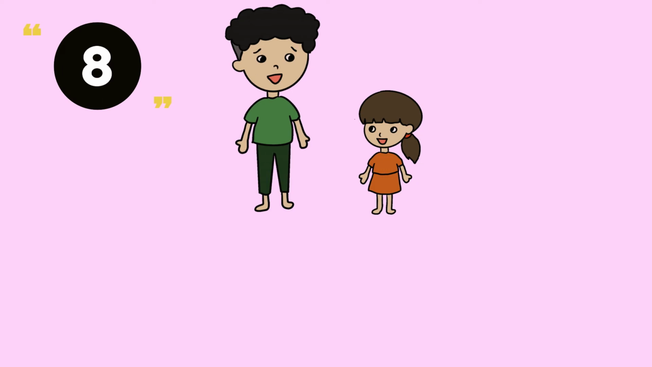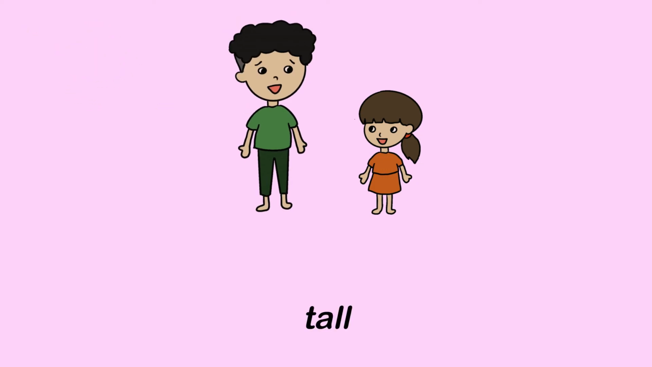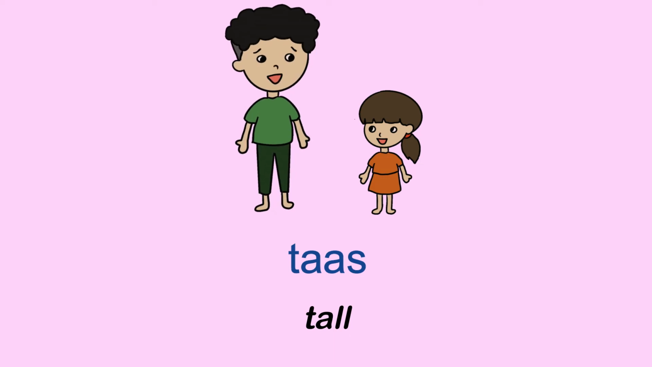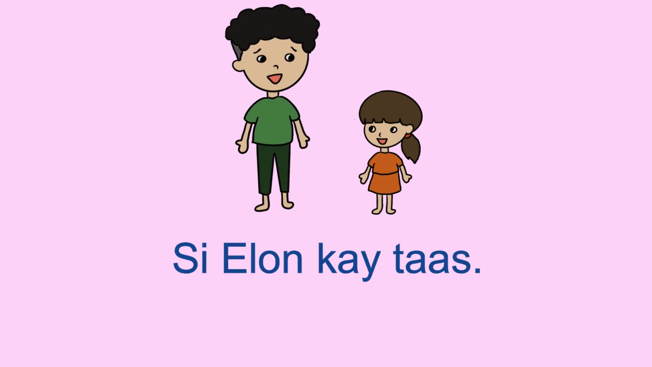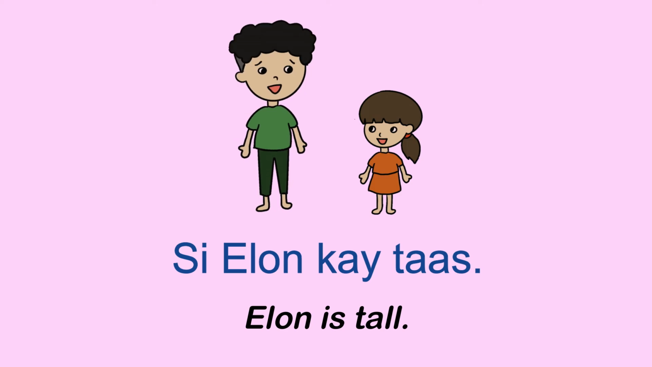Our next descriptive word is tall. In Bisaya, that is taas. Tall, taas. Putting taas in a phrase, we have Si Ilon kay taas, which means Ilon is tall. Si Ilon kay taas.